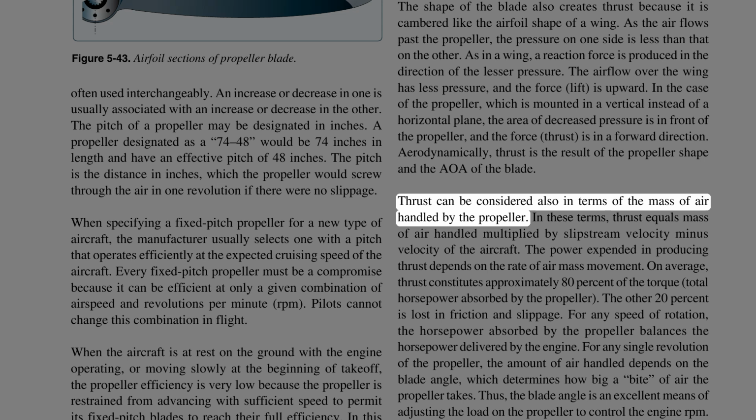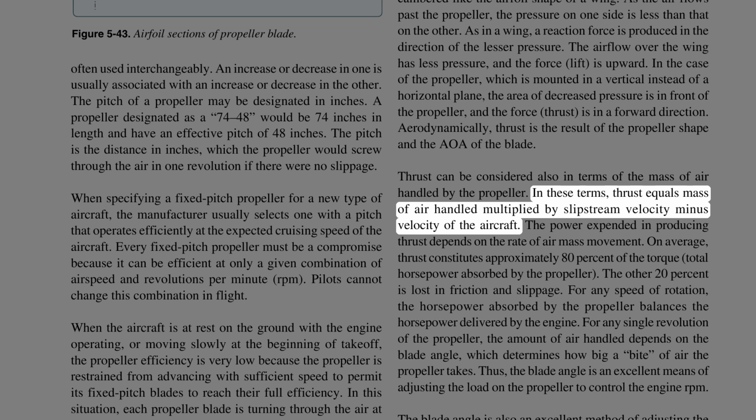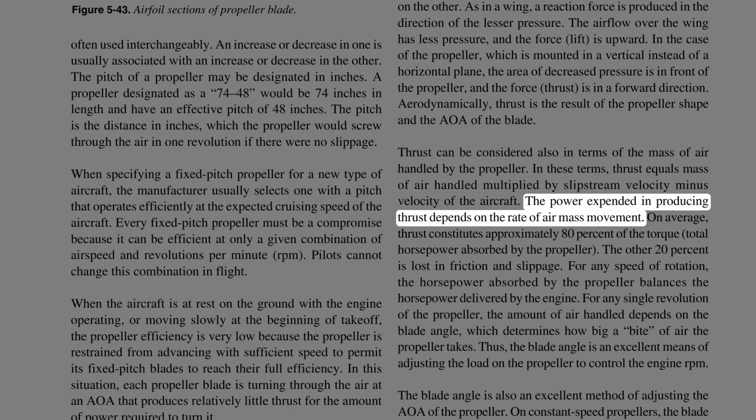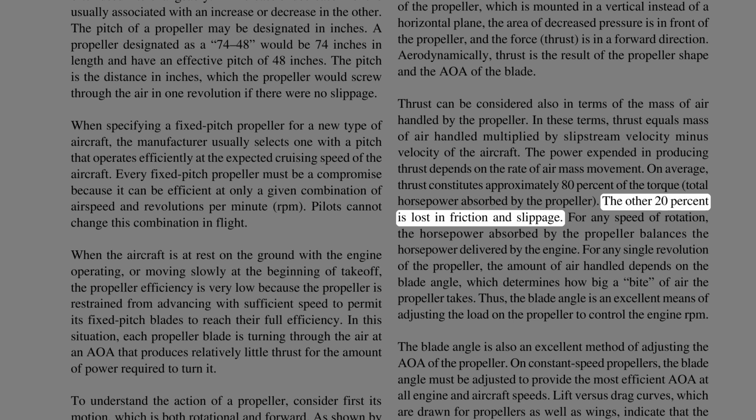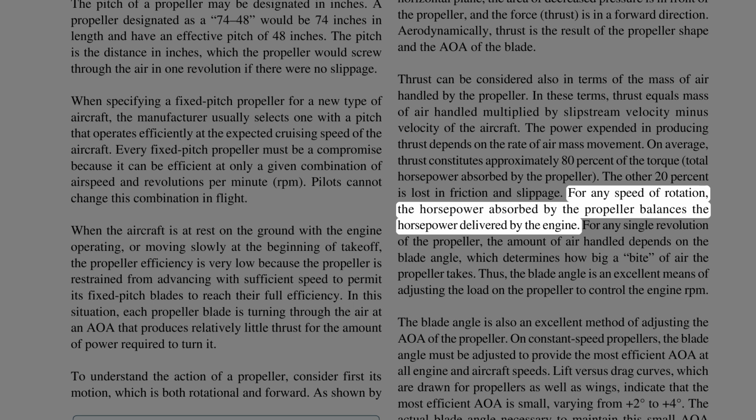Thrust can be considered also in terms of the mass of air handled by the propeller. In these terms, thrust equals mass of air handled multiplied by slipstream velocity minus velocity of the aircraft. The power expended in producing thrust depends on the rate of air mass movement. On average, thrust constitutes approximately 80% of the torque, total horsepower absorbed by the propeller. The other 20% is lost in friction and slippage. For any speed of rotation, the horsepower absorbed by the propeller balances the horsepower delivered by the engine.